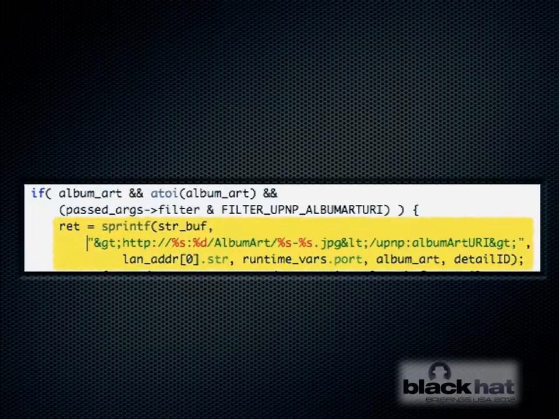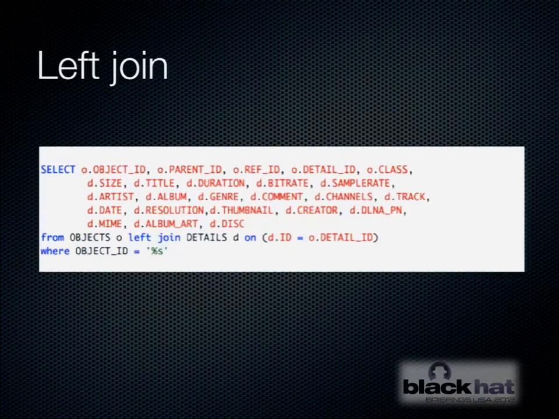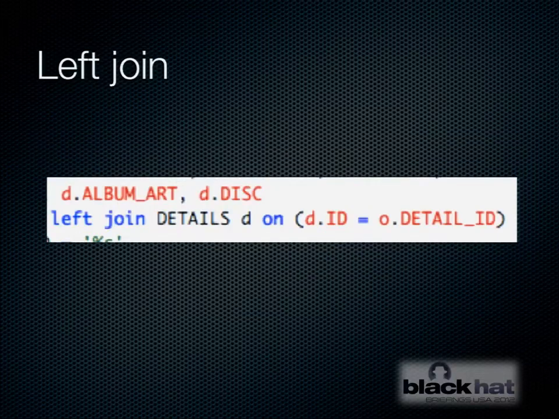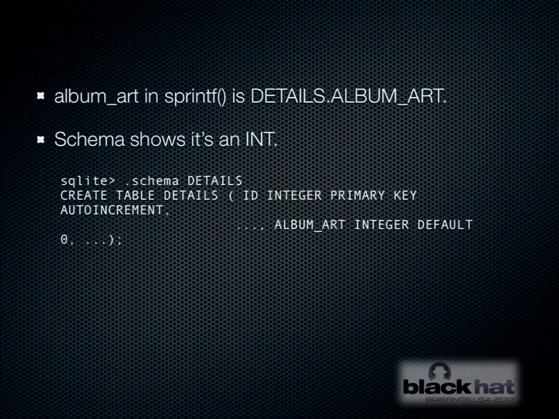So what we're doing is actually creating a URL string with several fields from the result of a SQL query. And one field in particular is called album art. Now, let's look at the SQL query whose results we're processing. It's this kind of big left join, and I'll give you a closer look, and there are a couple of details I want to call out to you. One is album art is a field on the details table, and this query is a left join on the details and objects table, and that's going to be important in a bit, and I'll get to that in a minute. But when we look at the schema for the details table, we see that album art is an integer in that table.